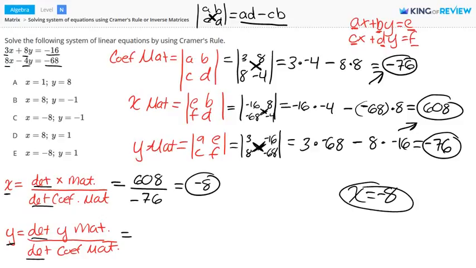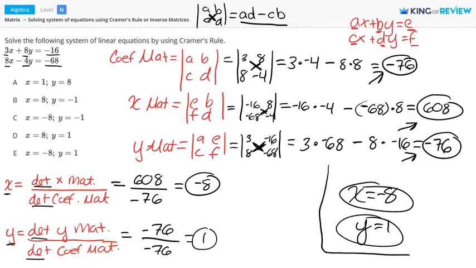And now for y, we take the determinant of the y matrix. We solved for that here. That's negative 76 over the determinant of the coefficient matrix, negative 76. And this is equal to 1. So we know that y is equal to 1. So the solution of the system of equations is x equals negative 8 and y equals 1. So letter E is correct.